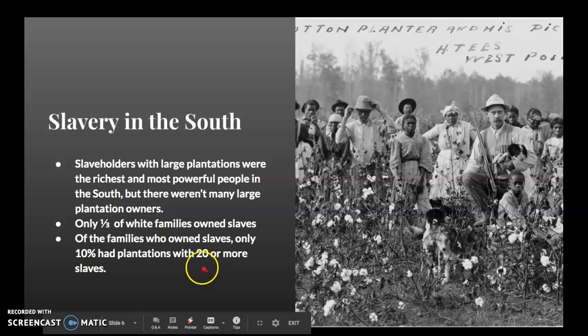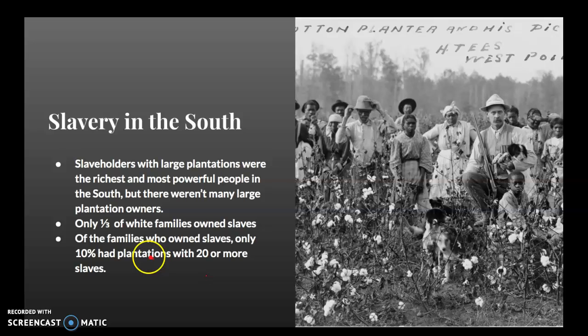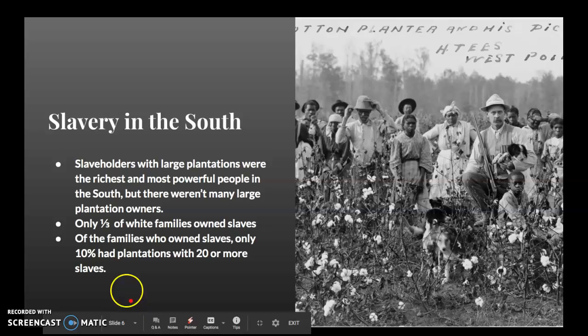So if you do the math there, it's a little over 3% of white families who had these properties with 20 or more slaves on them. So that wasn't super common. There were more people that had smaller numbers of slaves, and the biggest portion of the population didn't have any slaves at all.